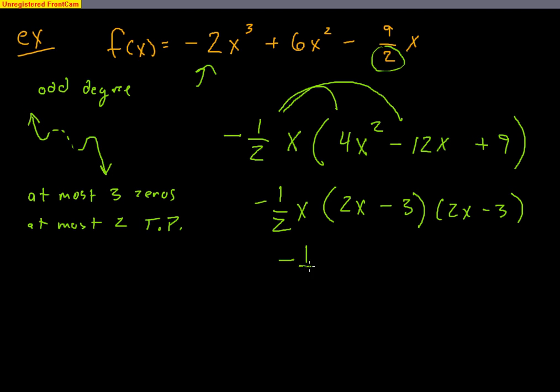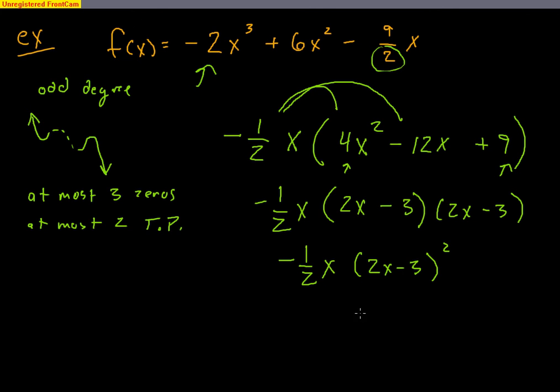So essentially I get negative 1/2 x, and then I get (2x minus 3) squared, because that is a repeated 0. 2x minus 3 is the same thing as 2x minus 3. Now, how did I recognize that, by the way? Because 4 is a perfect square and 9 is a perfect square. If both of those are perfect squares, you might want to start thinking about factoring for sure.